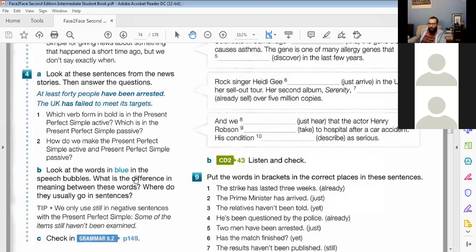Now it says, look, okay. هذه ملاحظة زي ملاحظة اليات. نفس القصة. قال لك we use still in negative sentences with the present perfect. Some of the items still haven't been examined. معناها ما يمشيش حالها بالpositive.